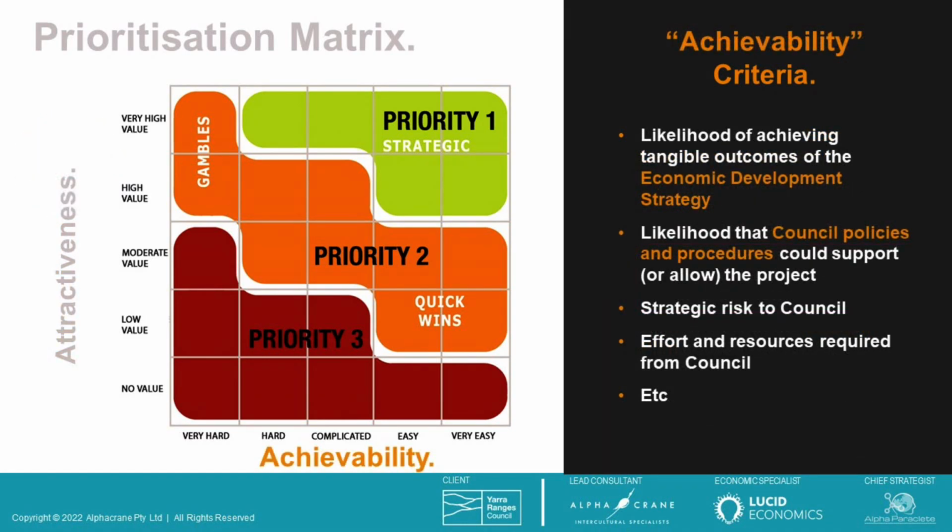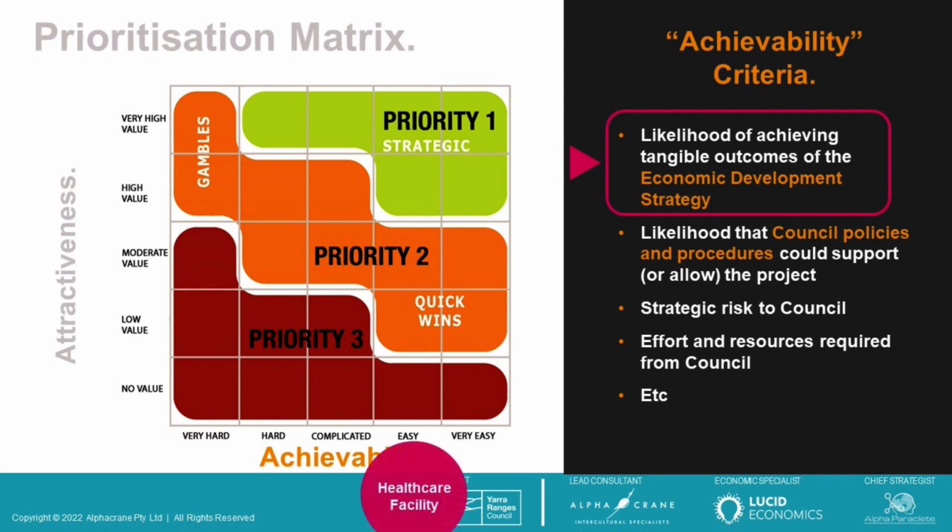So now let's look at what the achievability criteria might look like. Firstly, if approved, how likely is it that the development will achieve the outcomes that are attractive to Council in the first place? In other words, the ability to provide more healthcare, more aged care, and more employment opportunities. In this case, I would say that achieving these things is quite easy if the project is approved.